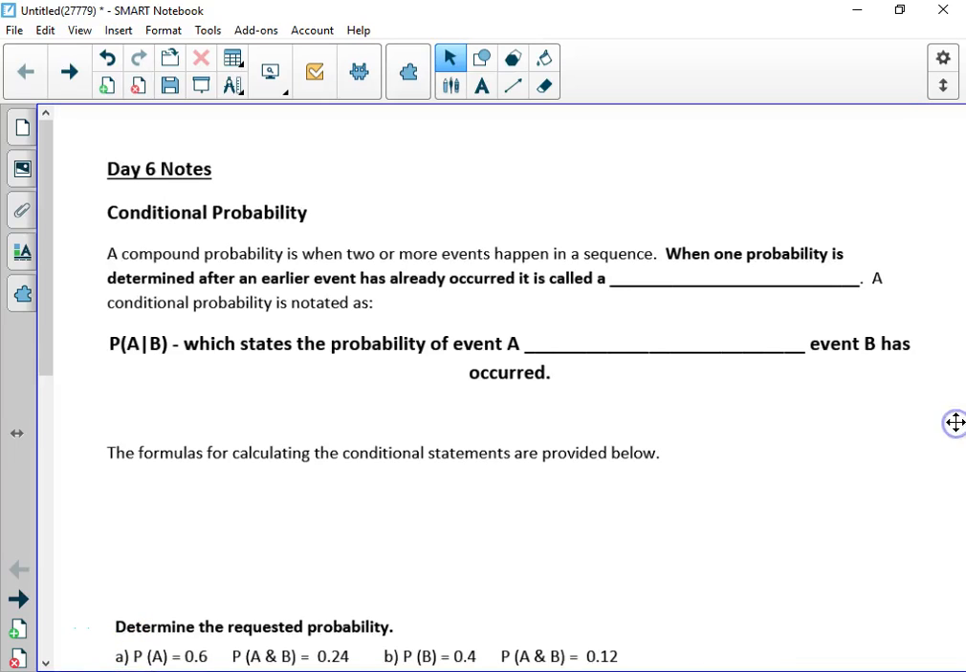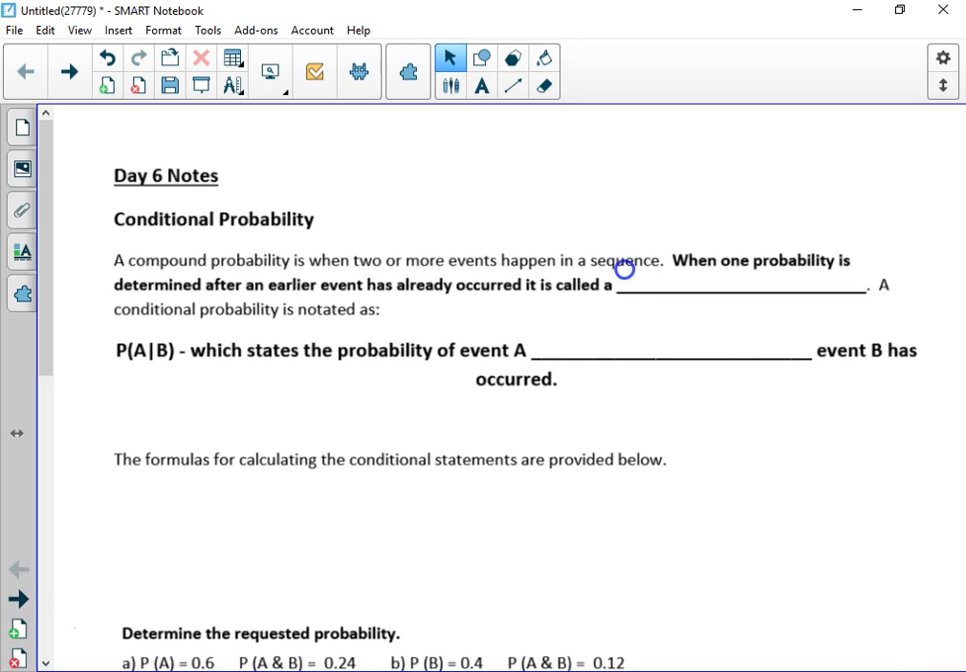Right, day 6. Conditional probability. We've been talking about independent events. Now we're going to talk about conditional probability. If your parents give you a condition, something that has to happen before something else can occur, keep that in mind. A compound probability is when 2 or more events happen in a sequence. When one probability is determined after an earlier event has already occurred, it is called a conditional probability.